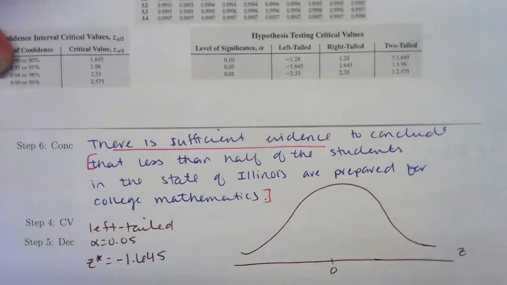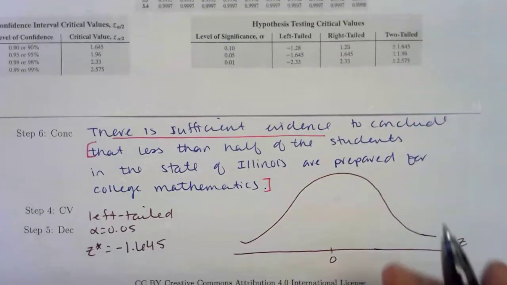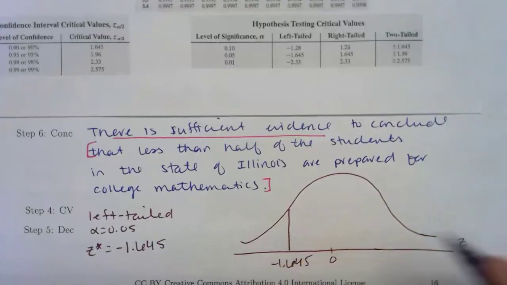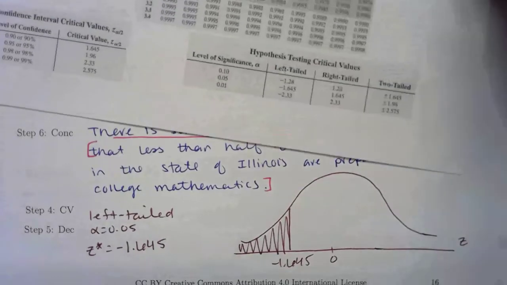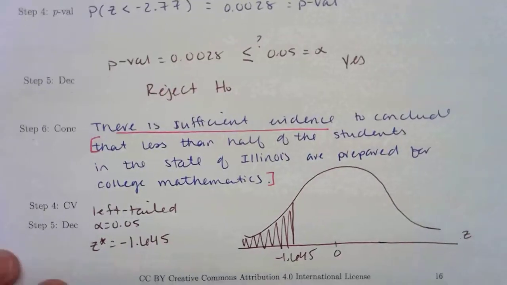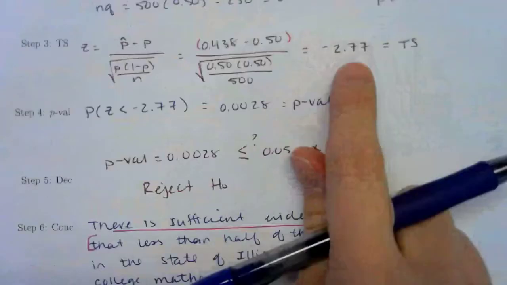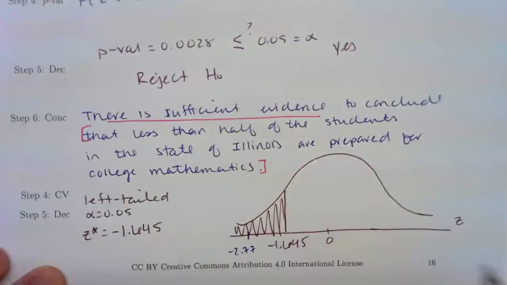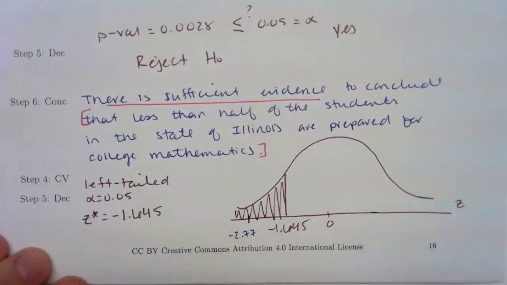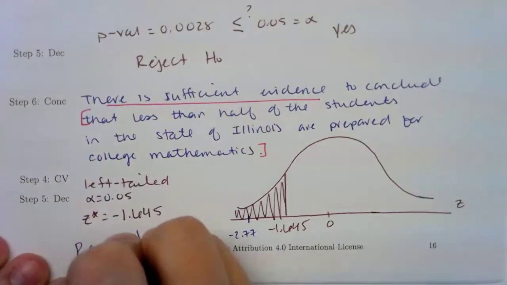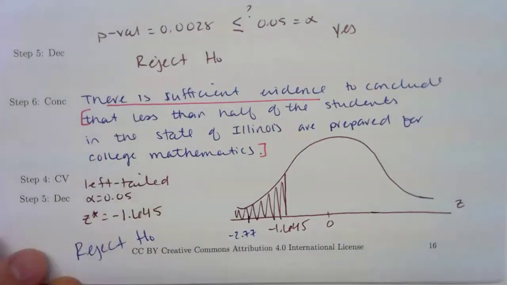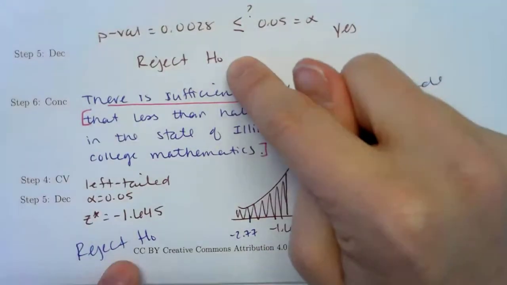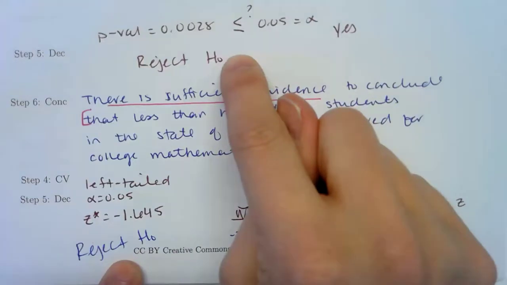So draw your Z distribution, which is centered at 0. We're going to plot the critical value first and shade to the outside. Then you take your test statistic and plot it. So our test statistic was negative 2.77. It's going to fall to the left of negative 1.645. Since our test statistic is in the shaded region, our decision is to reject the null. So first, notice we rejected using both methods. That should be the case every single time.